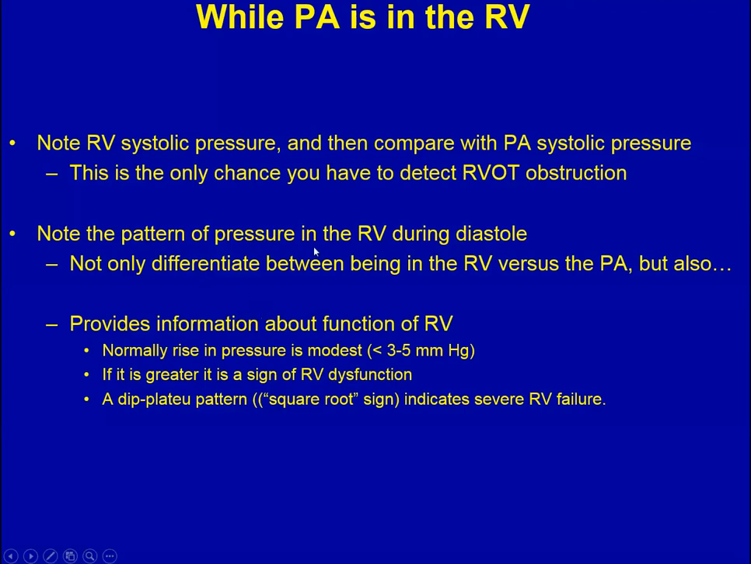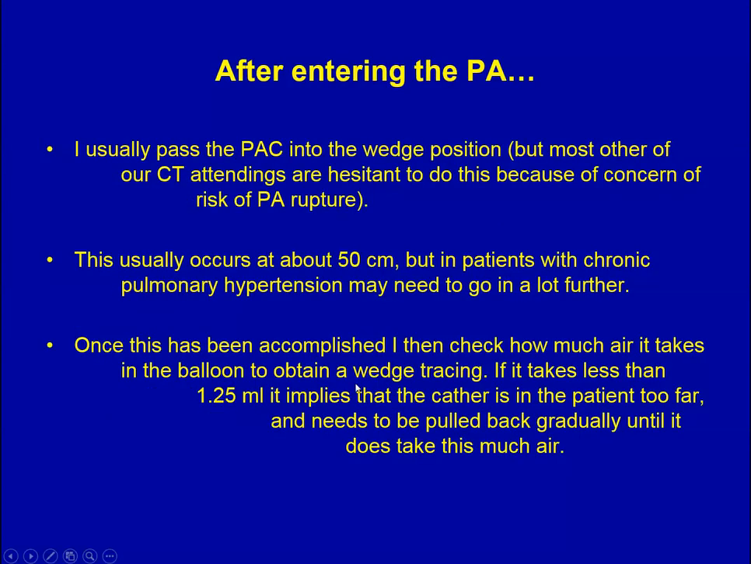You should also note the pattern of the pressure in the right ventricle during diastole, not only to differentiate between being in the right ventricle and the PA, but also because it provides information about the function of the right ventricle. Normally, the rise in pressure is very modest, less than 3 to 5 centimeters. If it's greater, it's a sign of right ventricular dysfunction. And if it displays the dip plateau, or so-called square root sign, it indicates severe right ventricular failure.